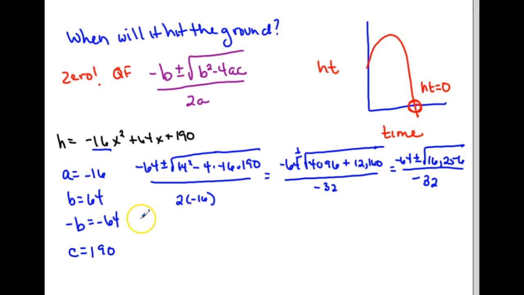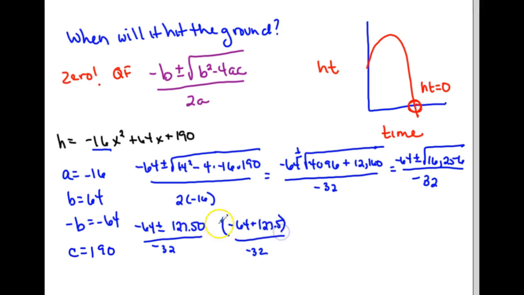All right, I'm going to come down here and finish our work. Let's do negative 64 plus or minus the square root of 16,256, which is 127.5. And that's all over negative 32. So this splits into two answers. One of my answers is negative 64 plus 127.5 all over negative 32. The other answer is going to be negative 64 minus 127.5 all over negative 32.